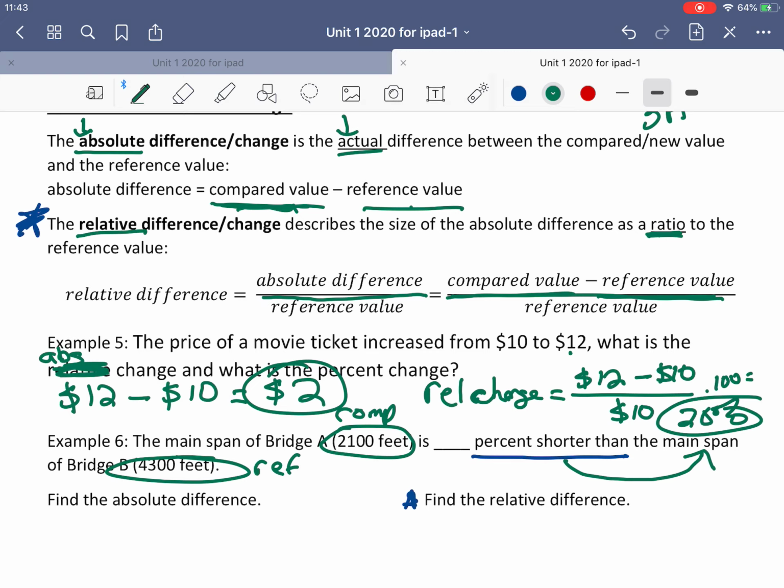All right. So if that's true, the absolute difference is 210 minus 430. And what happens when we take a big number from a little number? We get a negative number. So the absolute difference is actually a negative 220 feet. That's pretty big.